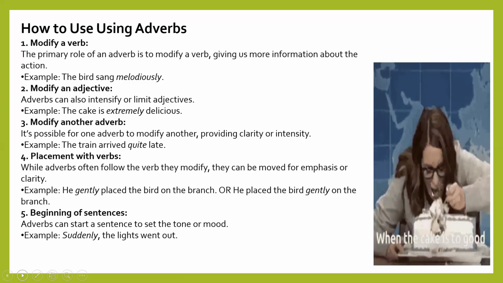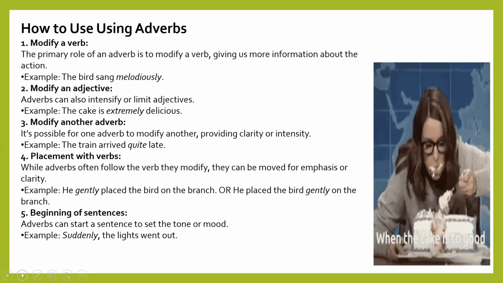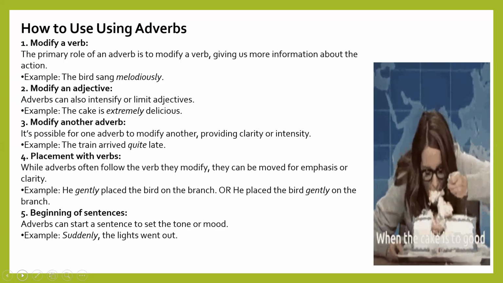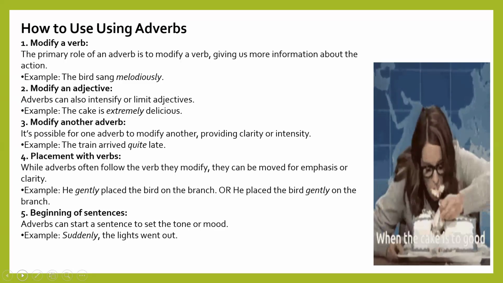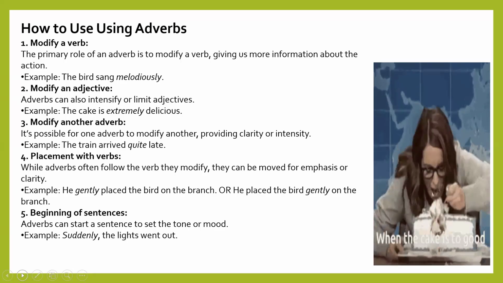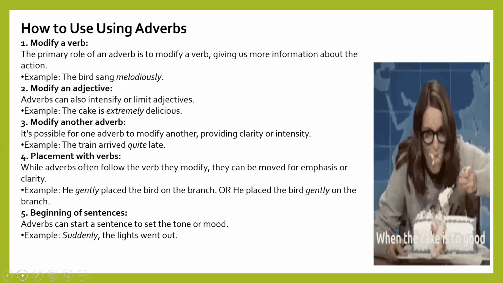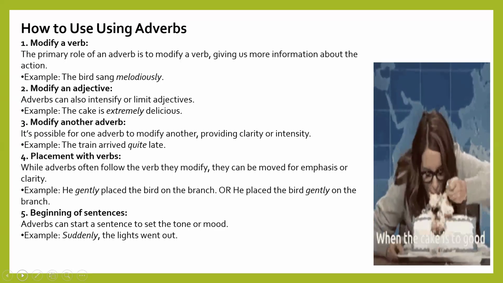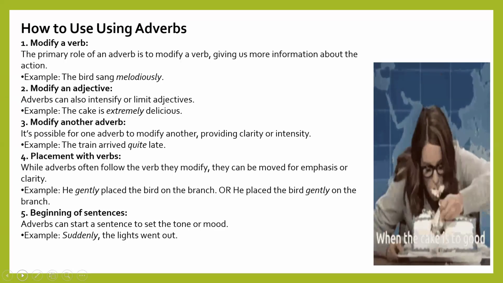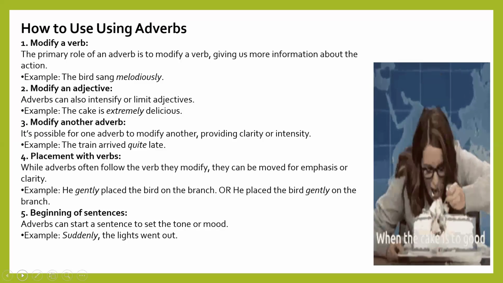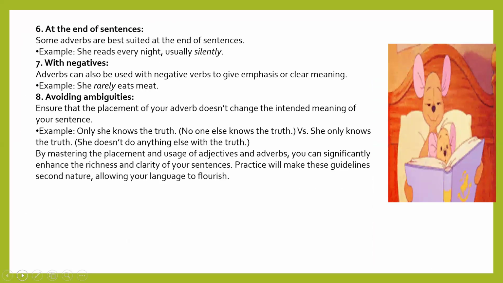Next, the fifth one is the use of an adverb at the beginning of a sentence. An adverb can start a sentence to set the tone or to set the mood. Suddenly, the lights went out. Whenever we use an adverb at the beginning of a sentence, we have to use a comma. So: suddenly, comma, the lights went out. To set the tone, to set the mood. These are the uses of adverbs in our sentences.